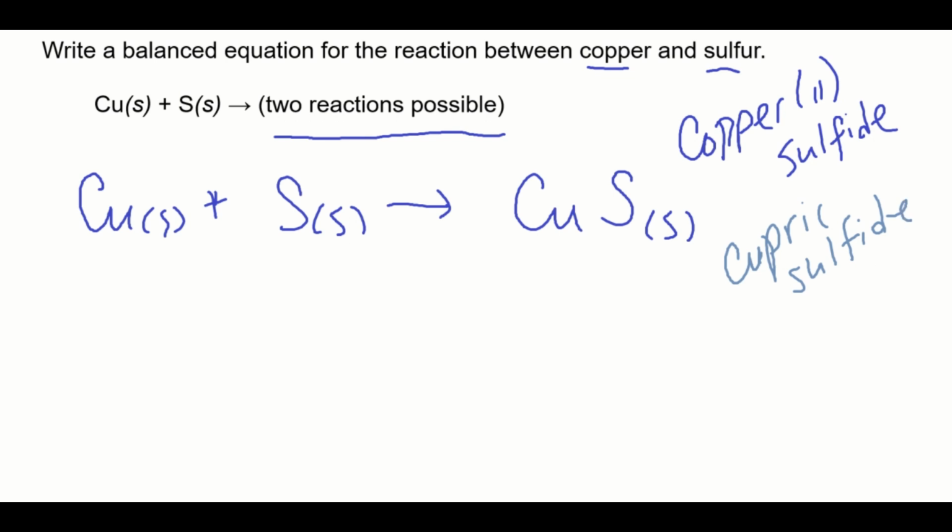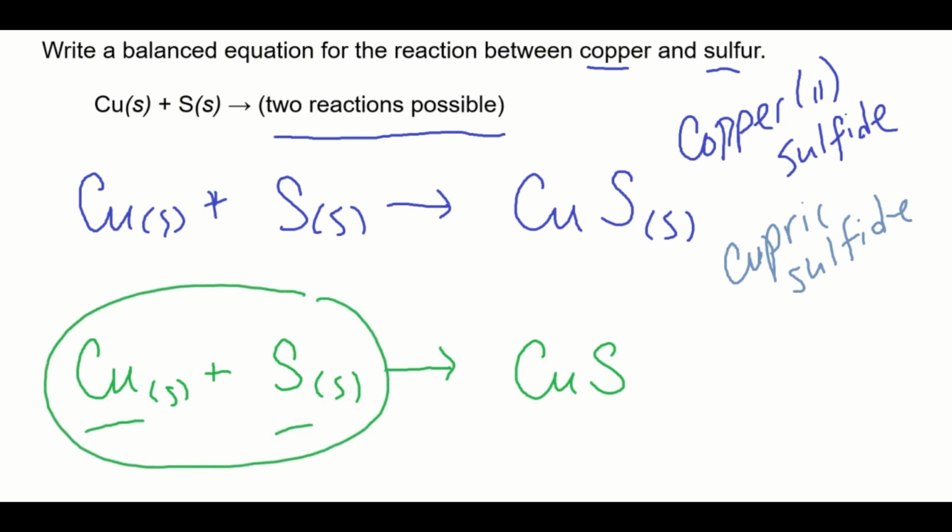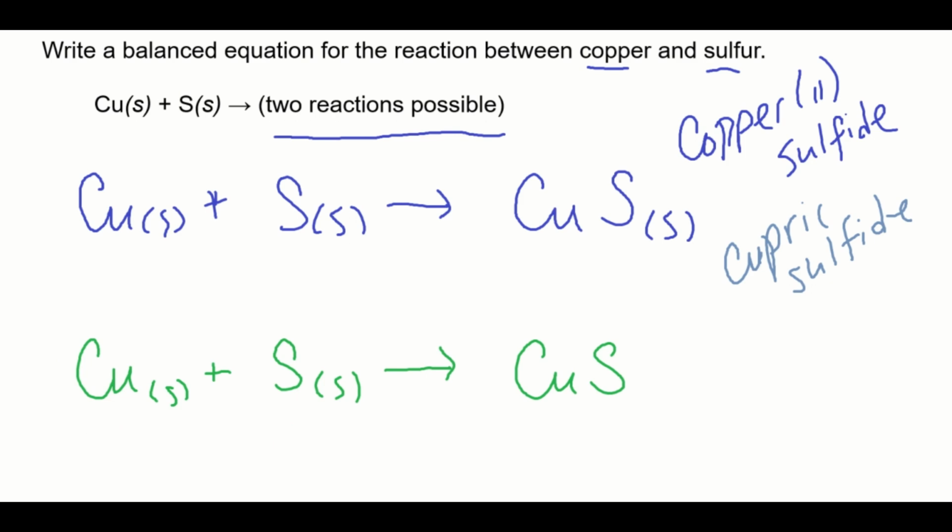Now let's consider the second scenario. We have copper reacting with sulfur, and that's going to form a compound of copper and sulfur. Now the reason I know this is when you see two elements on the reactant side before the arrow, the only thing for them to do is to combine. So this is known as a combination reaction, also known as a synthesis reaction.